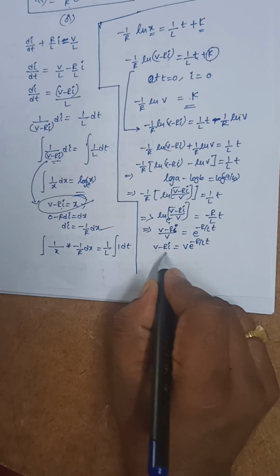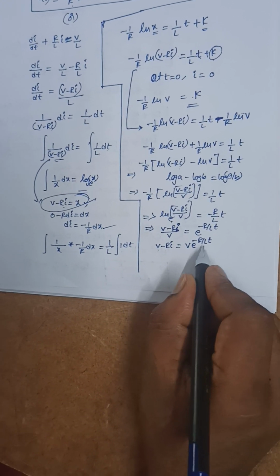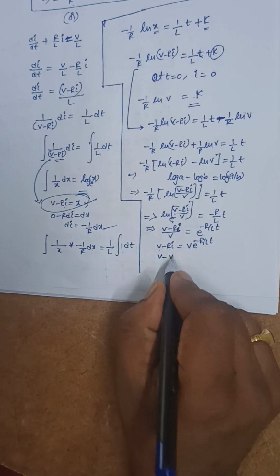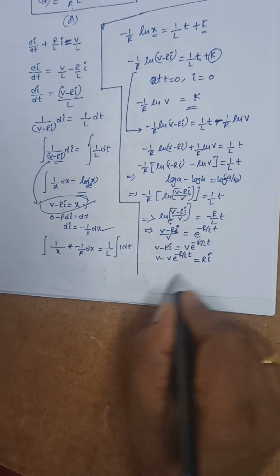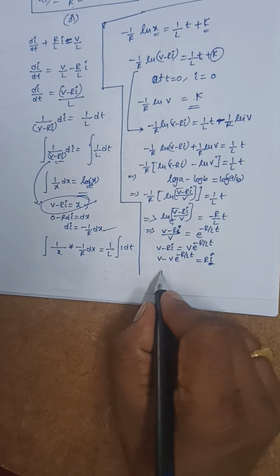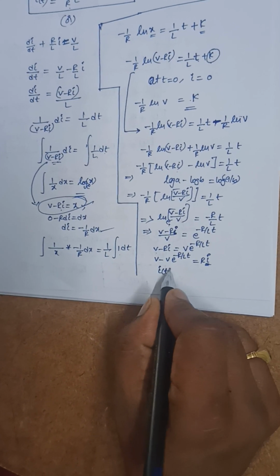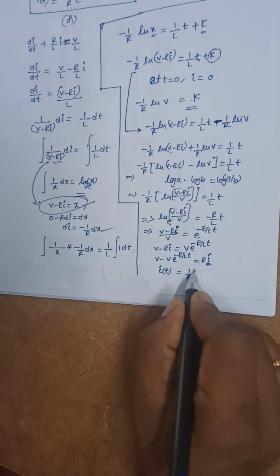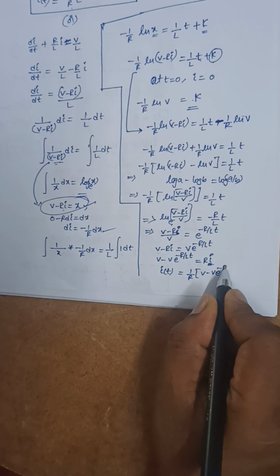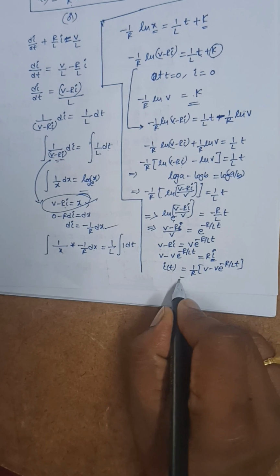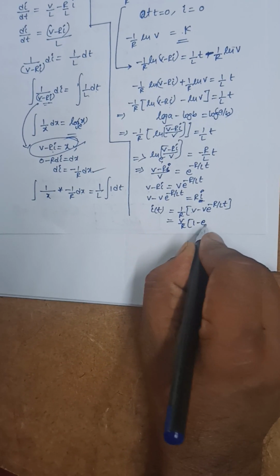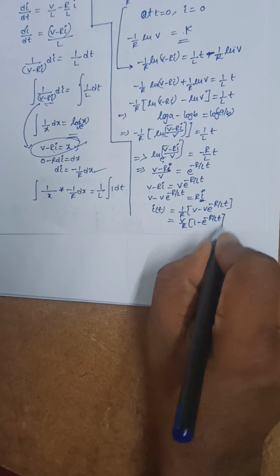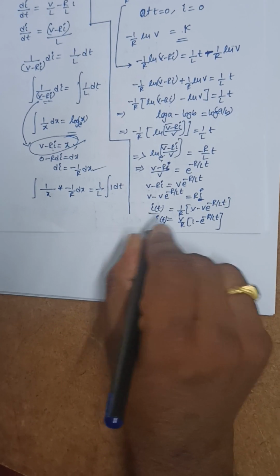If I bring this term to the right side and this term to the left side, then V minus V into e power minus R by L into t is equal to R into I, and my intention is to find this current. So I of t is equal to 1 by R into (V minus V into e power minus R by L into t). If I take V as common, it is V by R into (1 minus e power minus R by L into t). So this is I of t, a complete response for this RL circuit.